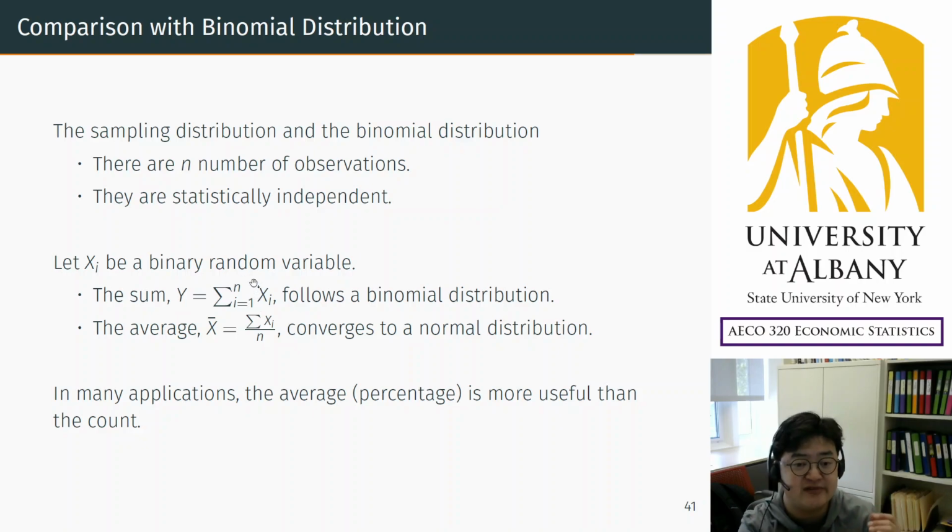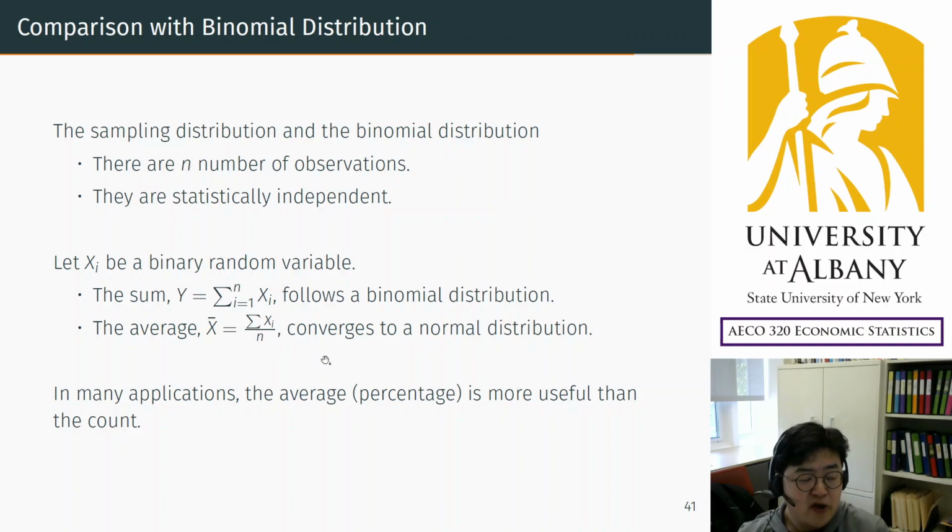But what we have studied in this chapter is the average, which is defined in this way. We are studying the average as the summation divided by sample size n. So this is the sample average, and we learned it converges to a normal distribution. So that's the only difference. The binomial distribution studies the sum, but the central limit theorem studies the average. They are also very closely related. It's just whether you divide by n or not.